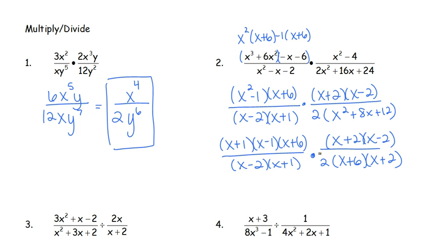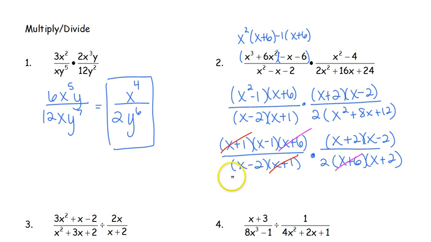Now we want to cancel. If it's on top and bottom, it's going to cancel. So I look for, we've got an x plus 1. Do we have an x plus 1 on the bottom? Yes, we do. So those two cancel. X minus 1. Do we have an x minus 1 on the bottom? No. X plus 6. Do we have an x plus 6 on the bottom? Yes. So those two cancel.